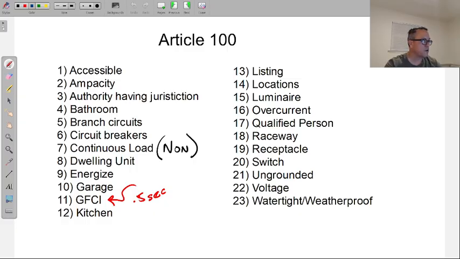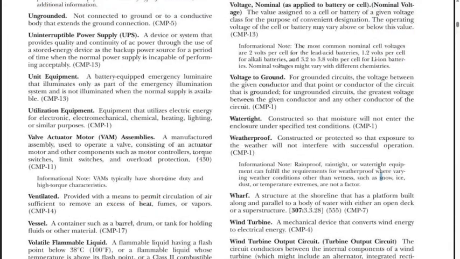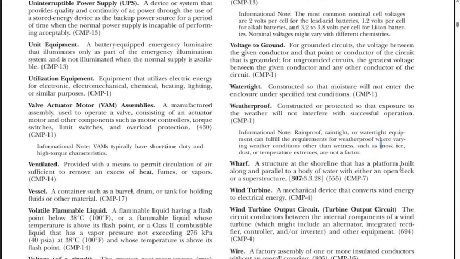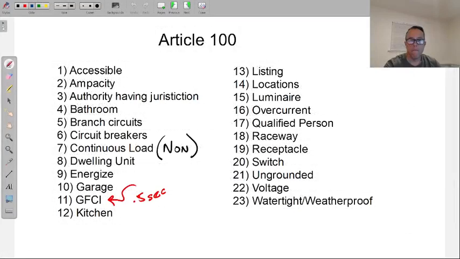There is an informational note for this one as well. It says rainproof, rain tight, or watertight equipment can't fulfill the requirements. Not in all cases, but I would say in most cases where you have all these conditions. All right, snow, ice, dust, temperature extremes. Some of these are not a factor, as it says there. All right, that wraps us up with our definitions.